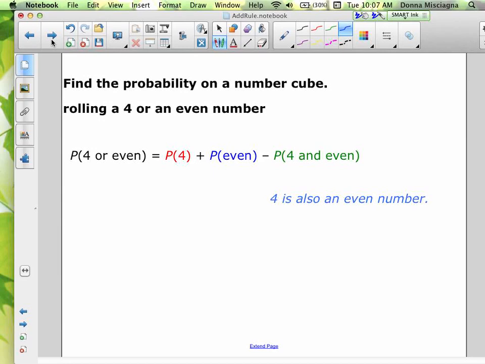The probability on a number cube of rolling a 4 or an even number. All right, so we have to figure out the probability of each of our events and the probability of the intersection, because these are not mutually exclusive. This might be on the back page. Oh, it's at the very bottom of the page. So probability of 4 or even. This is not mutually exclusive.